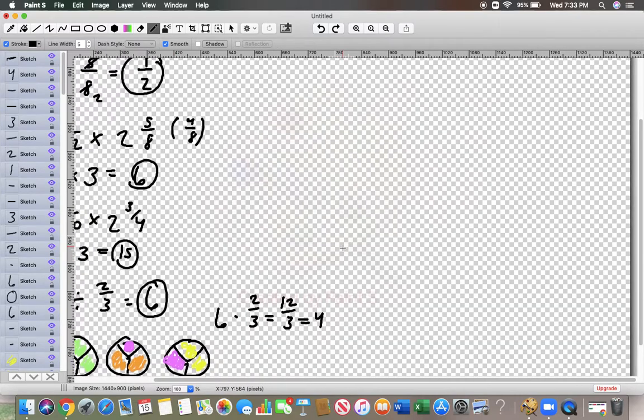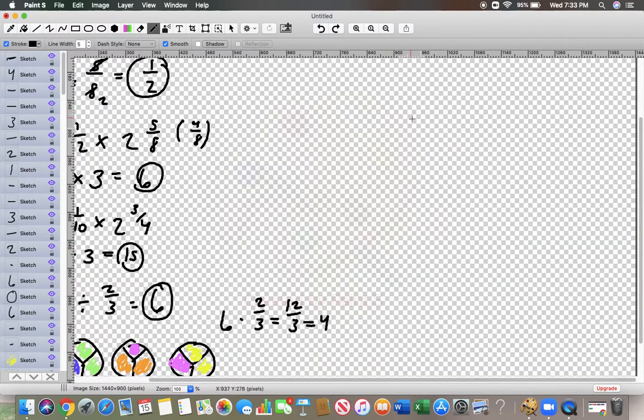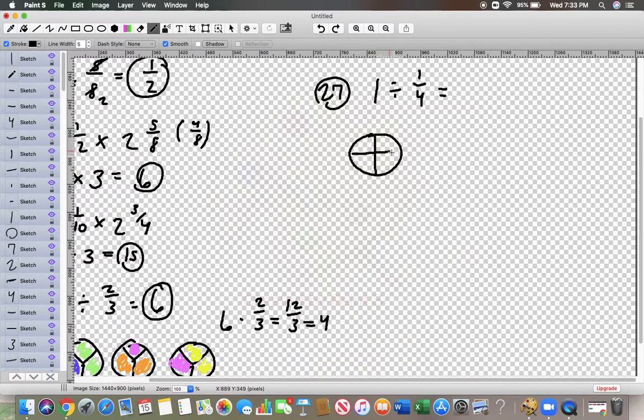Let's do another one. Let's do number 27. That's 1 divided by 1/4 is equal to what? Alright, I'm going to use a circle again. That one was easy. I've got 1 whole I'm dealing with, and I want to see how many fourths I can get out of that 1 whole. So I need to divide it up into fourths. How many sets of 1/4? There's 1, 2, 3, 4. I can get 4 sets of 1/4 out of a whole.